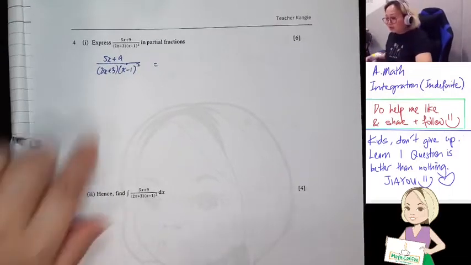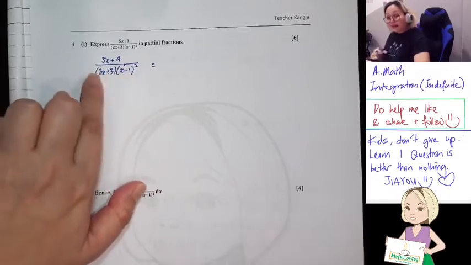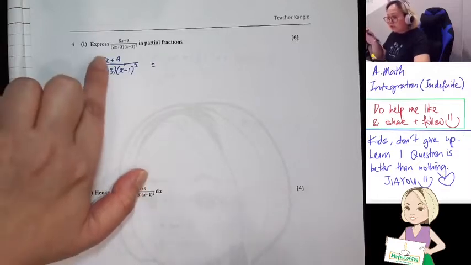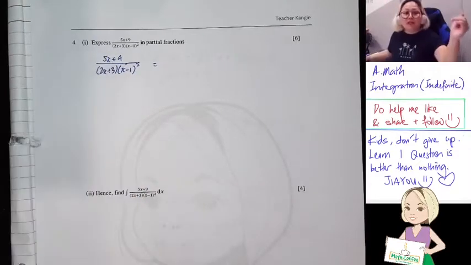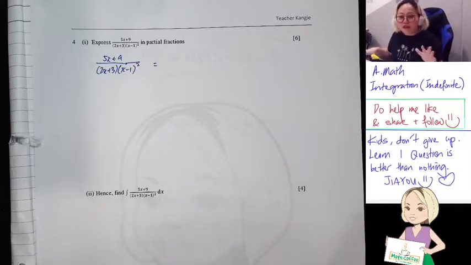To check, look at the denominator. The highest power after I expand will be x cubed. Then the numerator is x. So my numerator degree is smaller than the denominator, which means it's a proper fraction. If it's a proper fraction, I do not need to do long division. I can proceed to apply case 1, case 2, case 3.